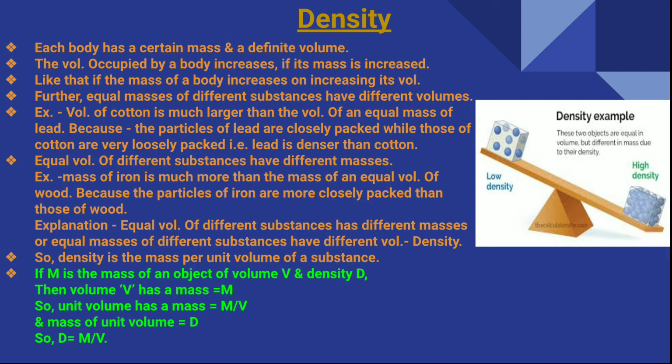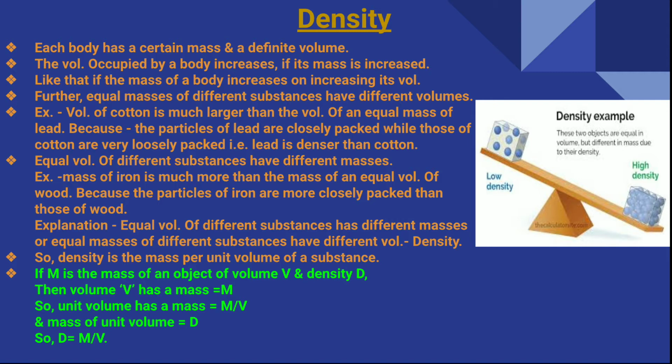See, a certain volume of iron is taken, and an equal volume of wood is taken. But as iron and wood are two different substances, we see that their masses are different. Sorry, the masses are different. Volumes are equal, but the masses are different. It's because the particles of iron are more closely packed than those of wood. That's why the volume is the same, but their masses differ.